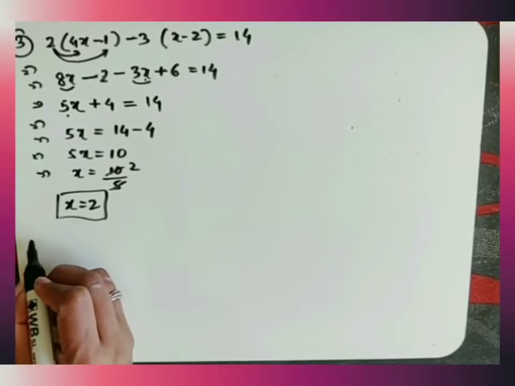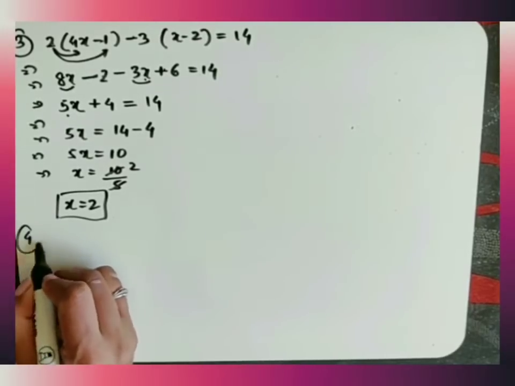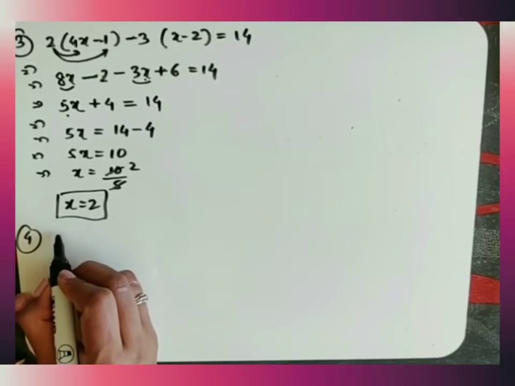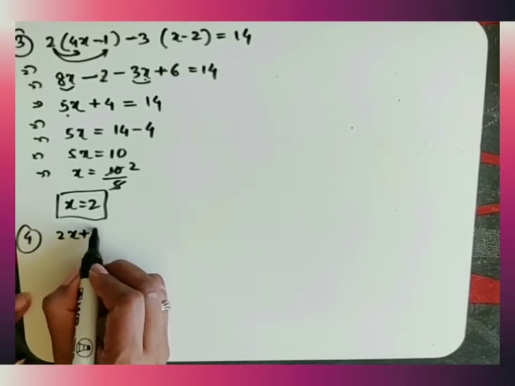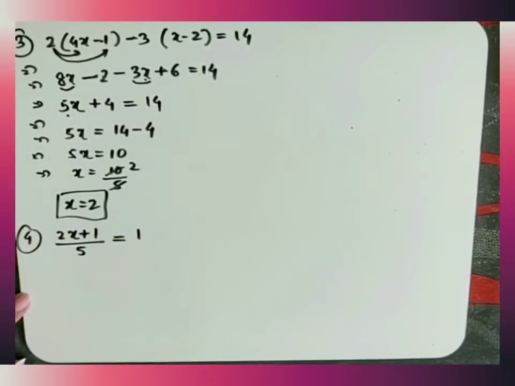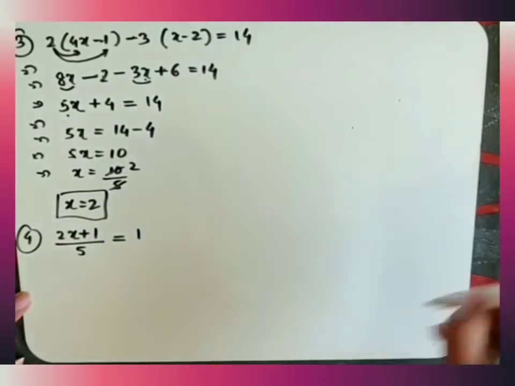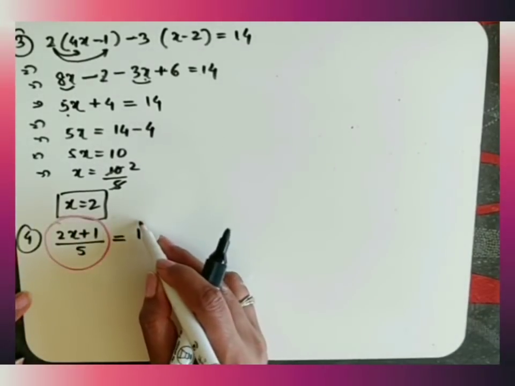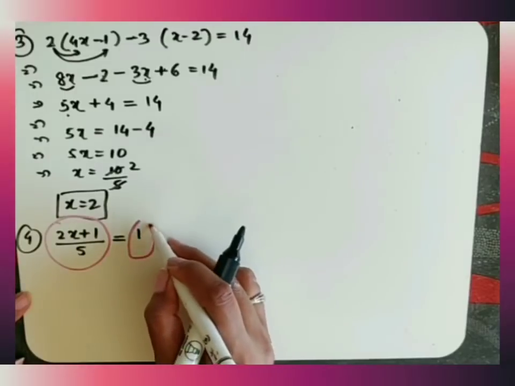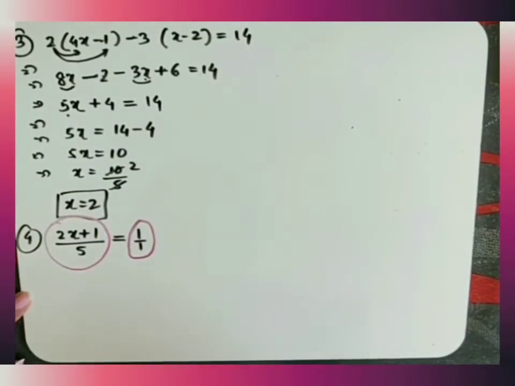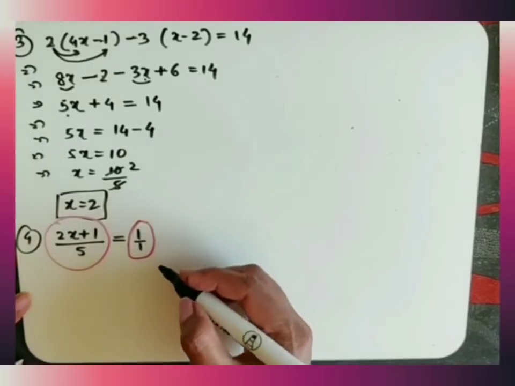Now take another question here, question number 4, a little bit different. This is also solve the equations. So this is 2x plus 1 over 5 equal to 1. Clearly here you can see this is a single fraction here, and here is no fraction, but you can make it a fraction by giving 1 over 1. It doesn't matter. It will not make any difference.